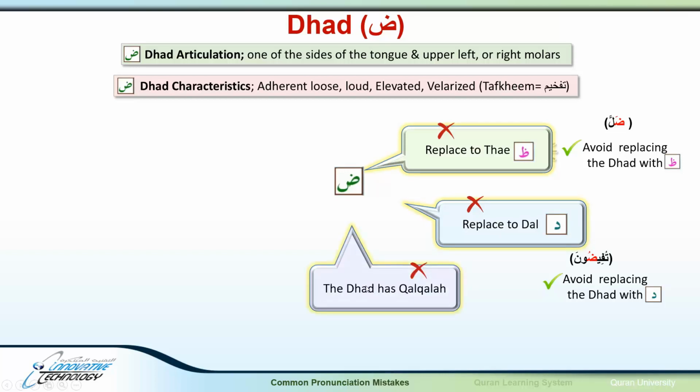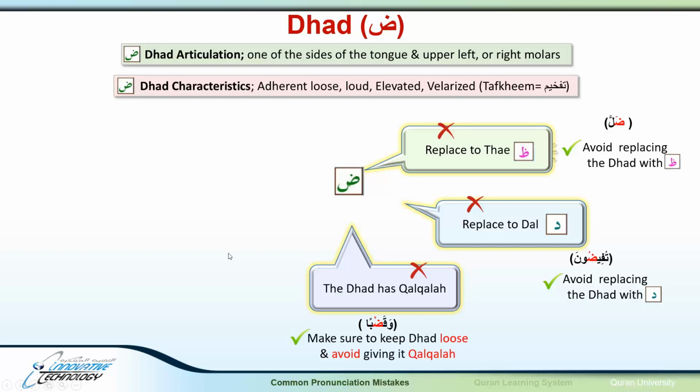A third mistake is giving qalqala to the Dhad, like this: وقضبا. While the right way of pronouncing it is like this: وقضبا. قضبا. Without qalqala, without stressing it so much. You have to make sure to keep the Dhad loose and avoid giving it qalqala.